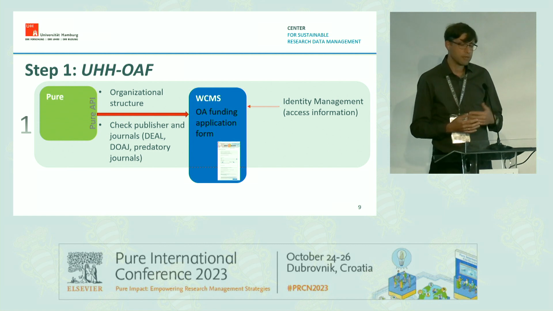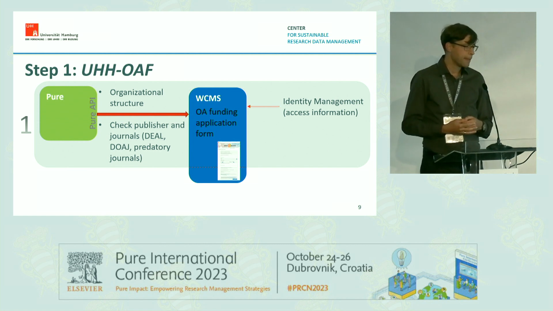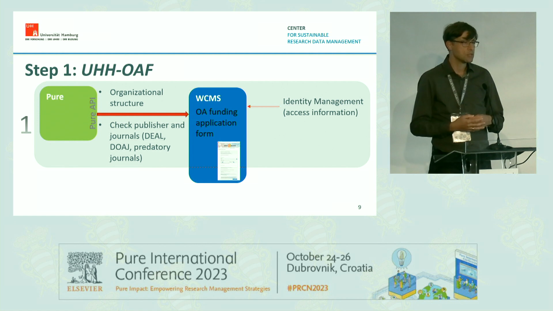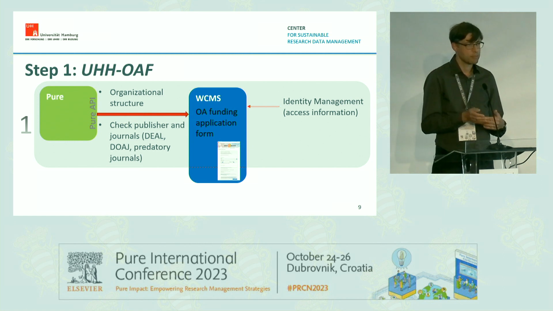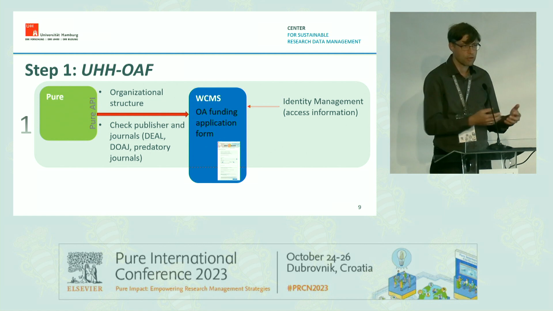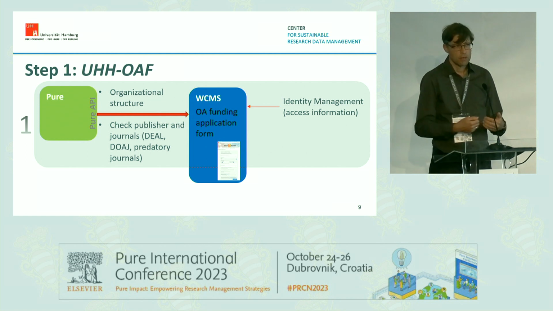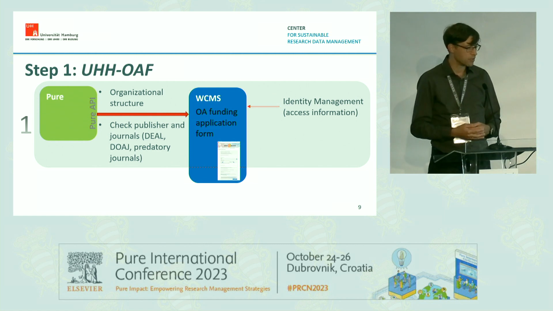We use the Pure API, get the data, and we use it to assign the authors to the correct faculty and department, because the faculties and the departments get money in different parts to this internal fund, and of course, they know how many publications come from their faculty, and there we have to monitor it.